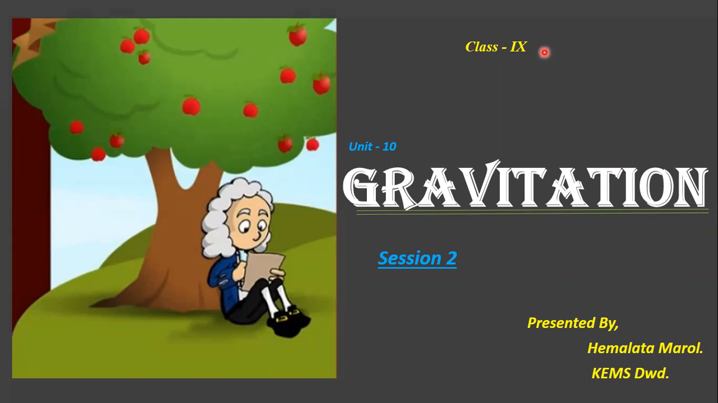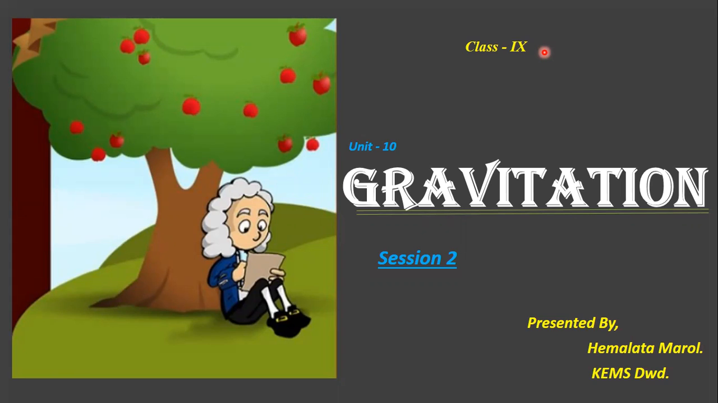Just recall it, children. The universal law of gravitation states that every object in the universe attracts every other object with a force which is proportional to the product of their masses and inversely proportional to the square of the distance between them, and the force is along the line joining the centers of the two objects. This is the universal law of gravitation, children.